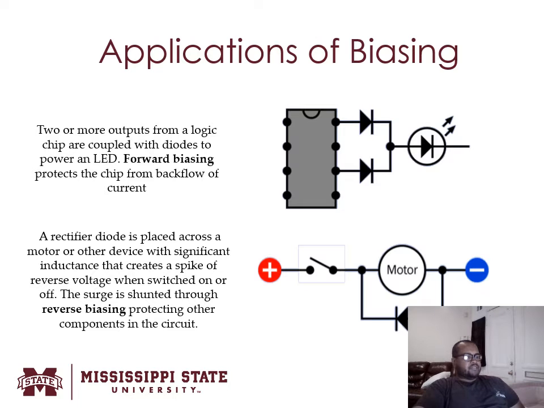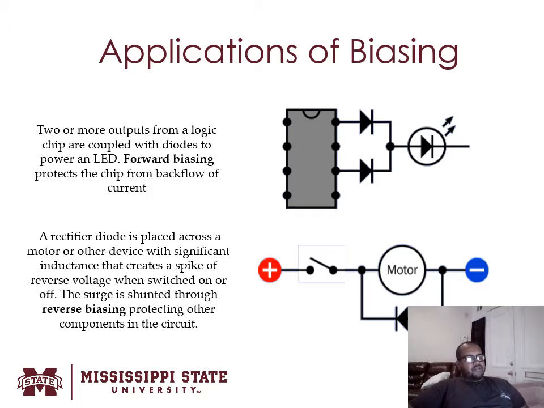So let's take a look at some applications of biasing, right? So this first picture at the top, I actually have 2 diodes, right? So I can have 2 or more outputs from a logic chip, right? And you can see that it's connected to this LED, right? So basically what this is being used for is to protect the chip from any backflow of current, right? Just in case you don't want to damage your chip and you don't want to have any backflow of current, you can use these diodes, okay? And this one is actually forward biased, okay?